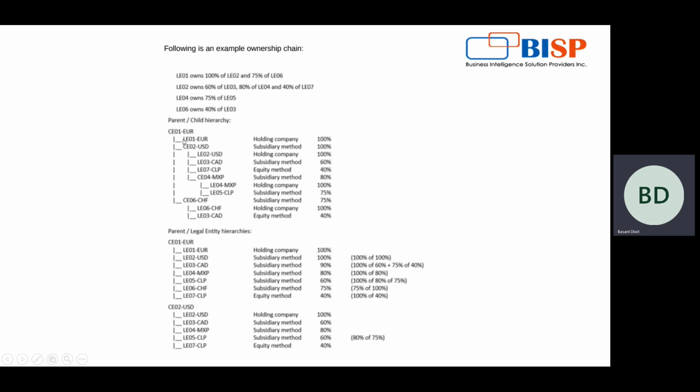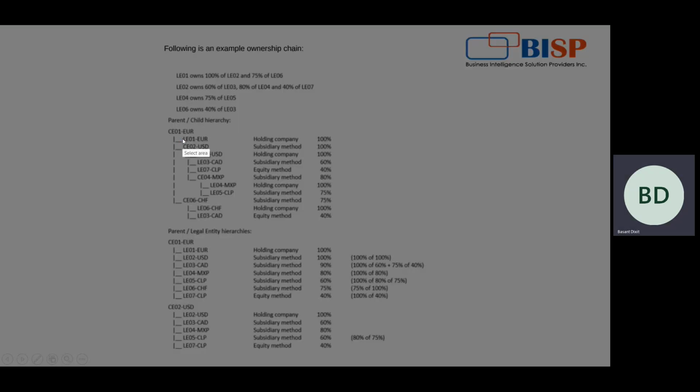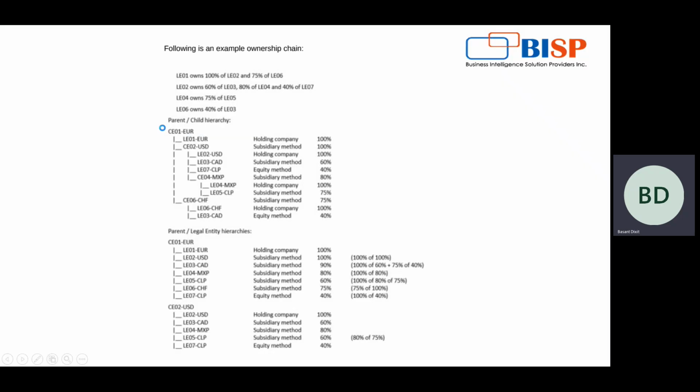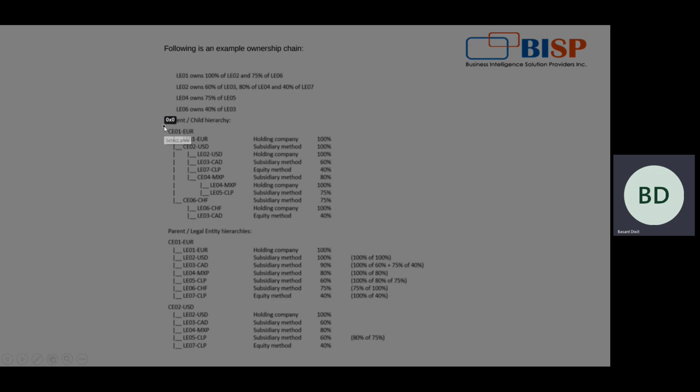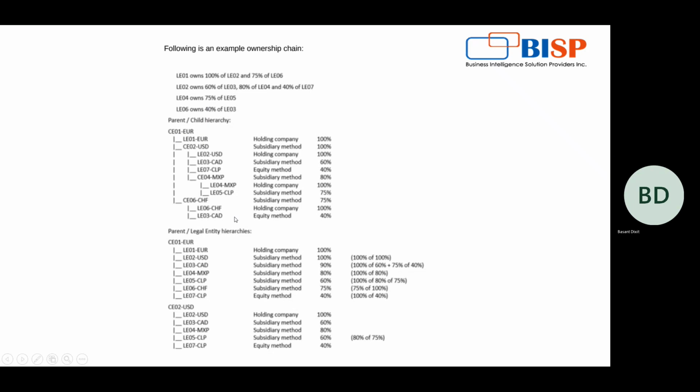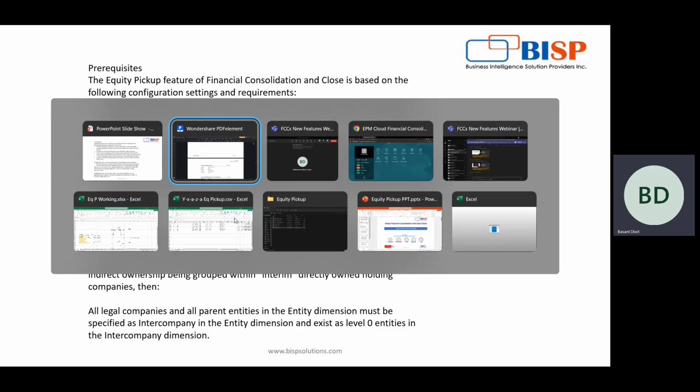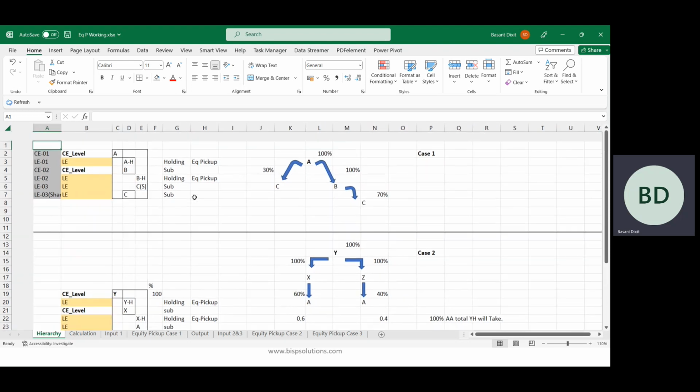So in equity pickup we are restricted, currently working only for legal entity 01, and for the chain holding, in a future session we will discuss all the data which is coming into C01. Okay, so let's move on to our Excel, and I have made three cases.